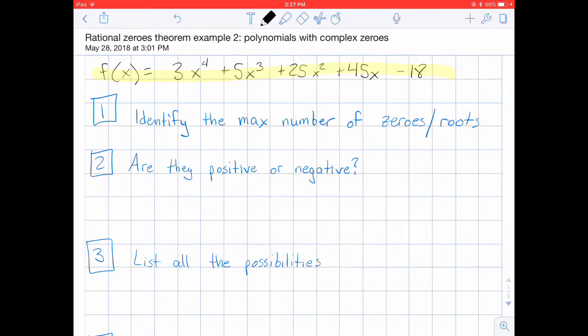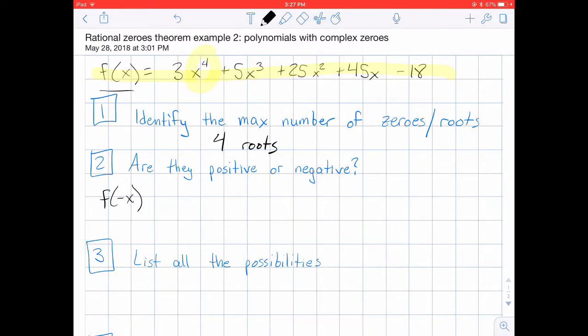The first step in our four-step process is to identify the max number of roots that the polynomial could have. Because the highest degree is 4, that tells us there are going to be at most 4 roots. The second question you should ask is whether or not they're going to be positive or negative. And in order to figure that out, you need to use Descartes' rule of signs and look at both the function f of x and f of negative x.